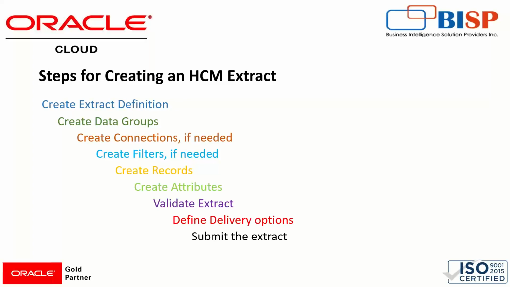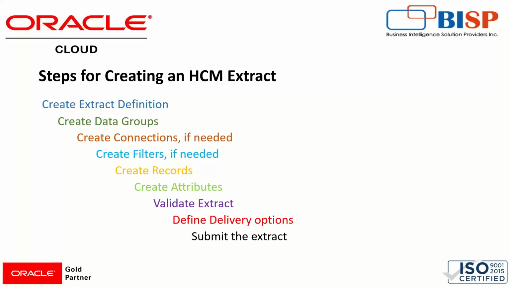For example, if we are creating the extract for getting assignment information, we have to create the record with the assignment name. Under this record, we have to define or create our attributes. Whatever attributes we want to fetch or retrieve, we create them under records. After creating records and attributes, we have to validate the complete extract, whether the records or the attributes created in it have been successfully validated or not.